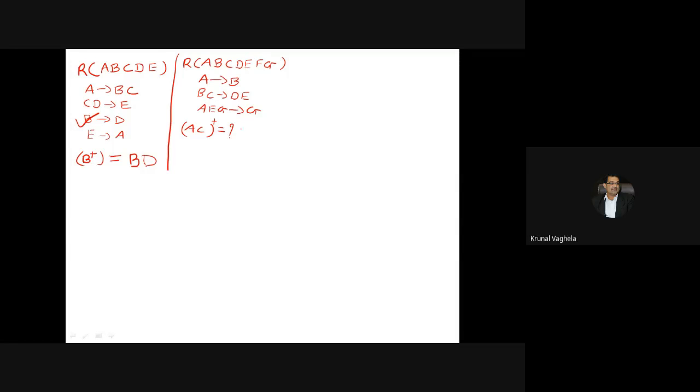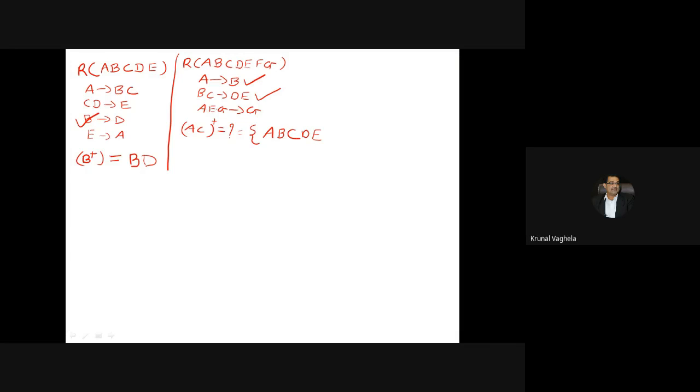If you are having A and C, obviously you can find A and C. Now from A you can find B. So I have used this functional dependency, and I can tick mark it. So I can find B. So if I am having A, B, C, I am having B, C, I can find D and E. So I can find D, E. So I have used this.